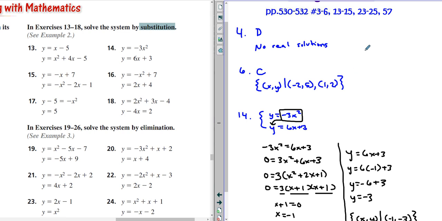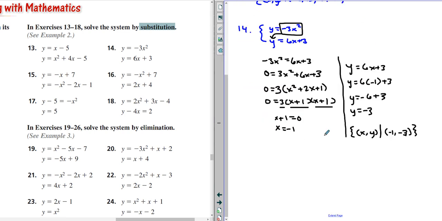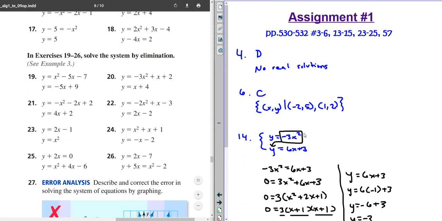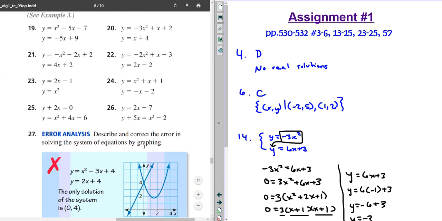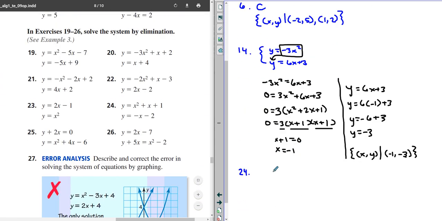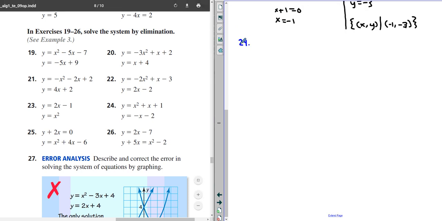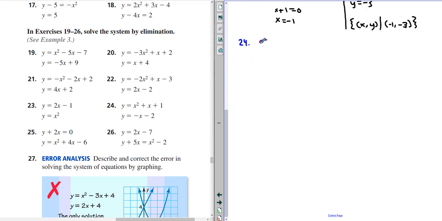24. All right, so on this set of problems, you have to do 23 through 25, so you have to use elimination, and then 57 we can talk about briefly, but 24, let's see what it says here. 24 is the system. We've got a quadratic equation, a parabola, and another linear equation, a line. So 24, we've got y equals x squared plus x plus 1, and the other equation, y equals negative x minus 2. We have to use elimination.